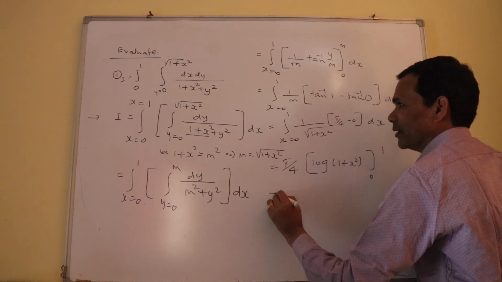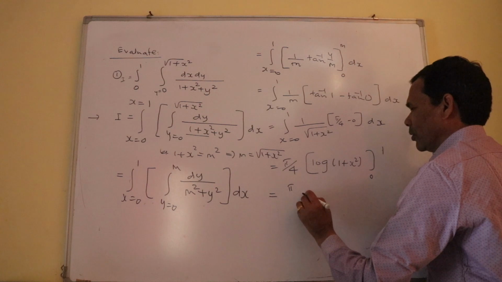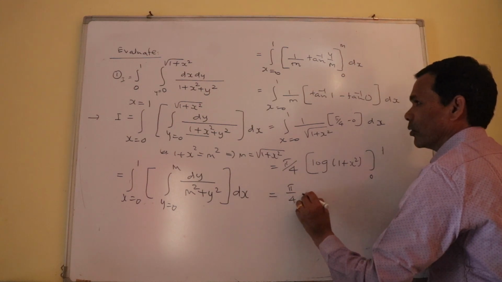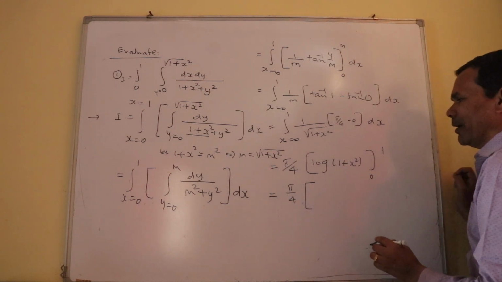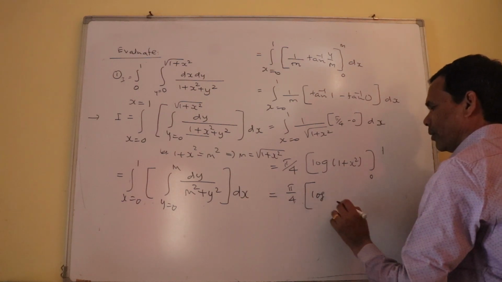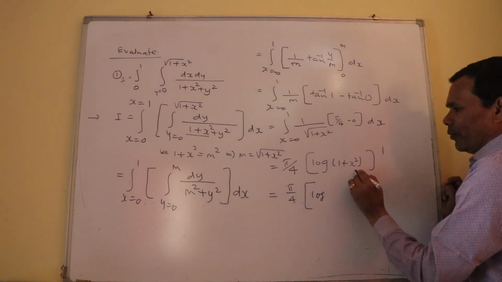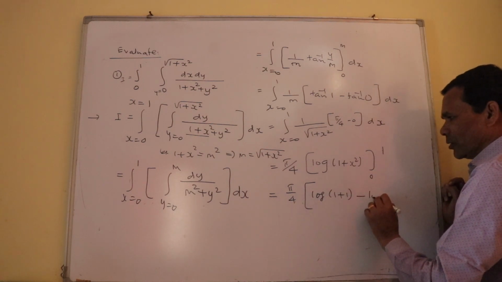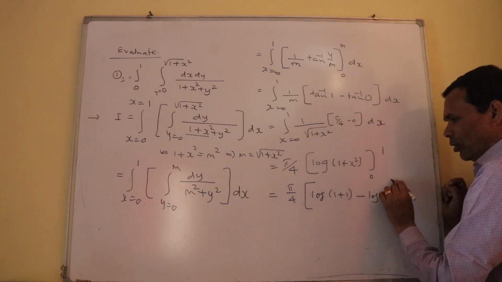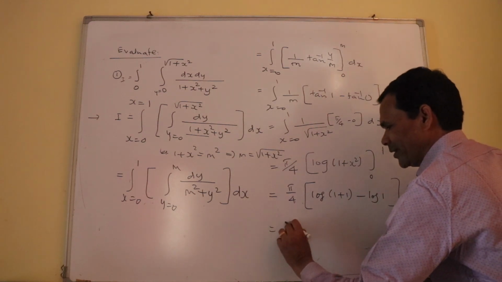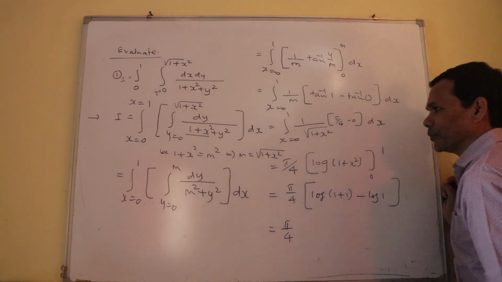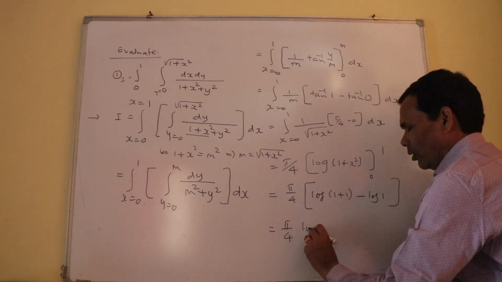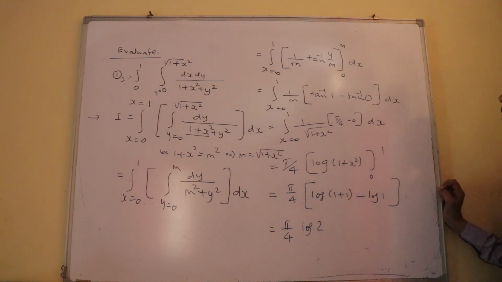So you are getting this as pi by 4 times log of 1 plus 1, minus log of 1 plus 0. Log 1 is 0. So you are getting this as pi by 4 log 2. So this is the value of this integral.